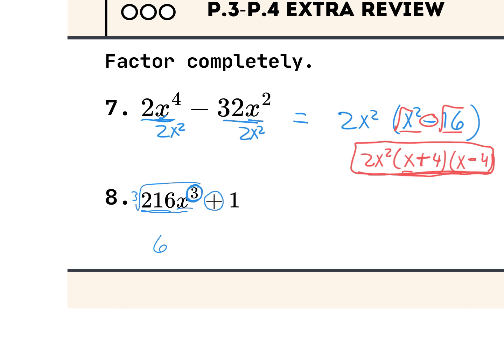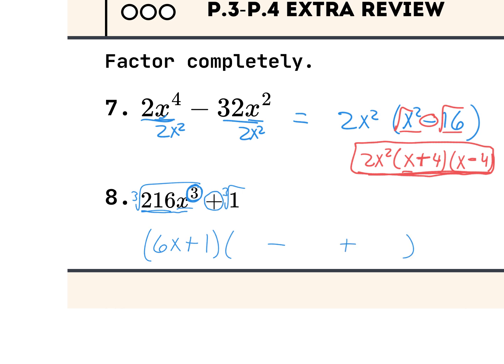216 is a perfect cube, right? 6 times 6 times 6. And then x to the third is a perfect cube, it's just x. And then the cube root of 1 is always just going to be 1. And I taught you guys to fill in the signs. It's going to be same, opposite, always plus. So 6x plus 1, that's the same, opposite, always plus.